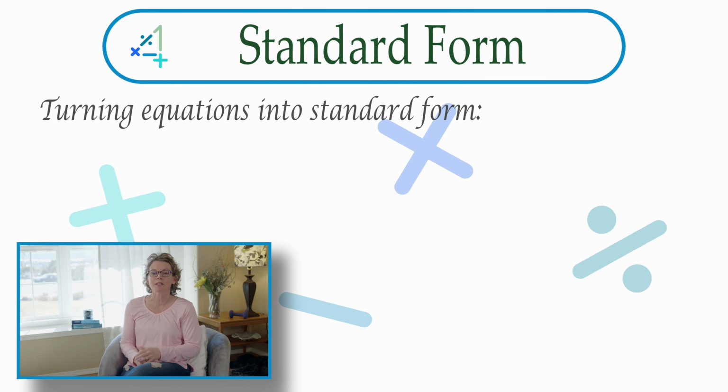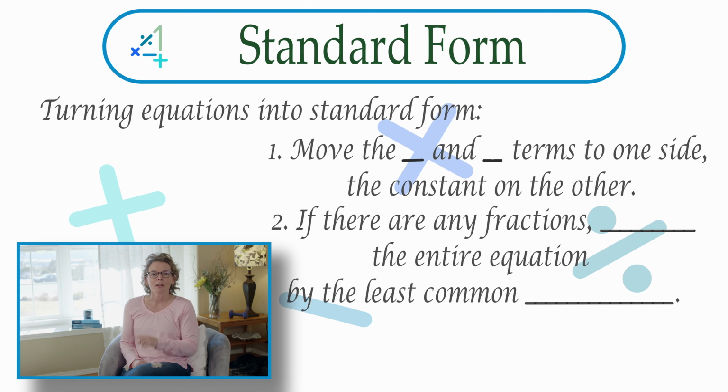Next topic for today is learning how to turn equations into standard form. I'll say it's 2 steps. Step 1, move the x and the y terms over to one side with a constant term on the other. We'll just add and subtract to do this. Some books state that the x term must be positive, so keep that in mind.